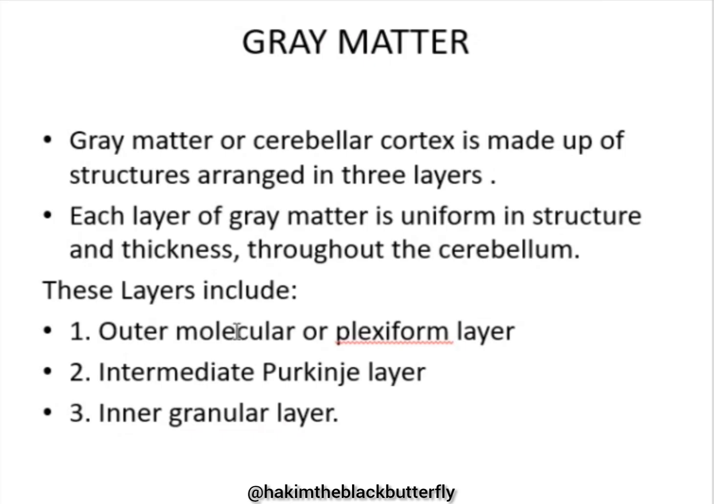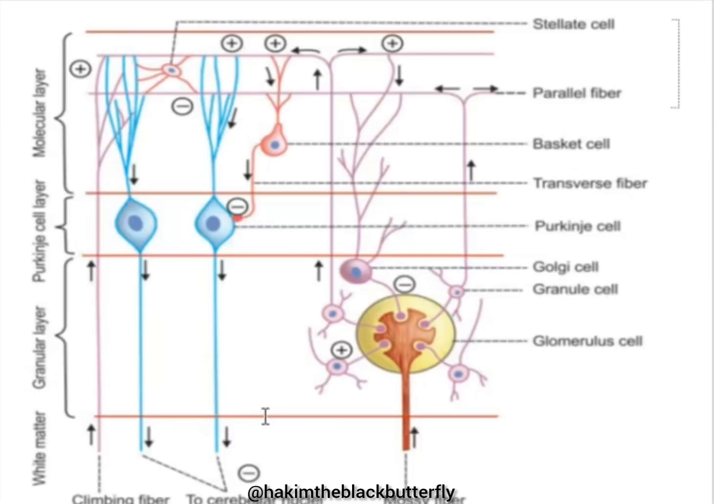The outer molecular layer or plexiform layer. They call it molecular because it has very many synapses and there's a lot of exchange of neurotransmitters there. And neurotransmitters are molecules. That's why they call it an outer molecular layer, because of the extreme number of synapses. Then we have the intermediate or Purkinje cell layer, because it has these neurons known as the Purkinje cells. And then the deepest layer, which is nearer to the white matter, is the inner granular layer. They call it granular because it has very many cell bodies, and when they are stained, they look like granules.